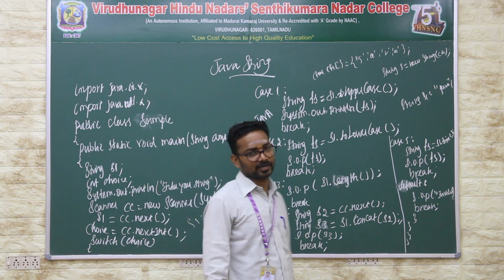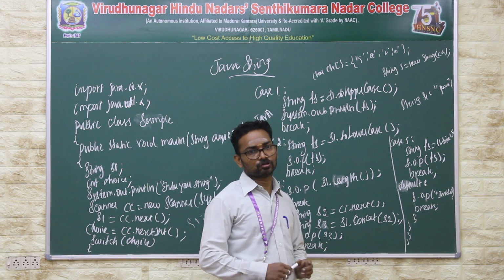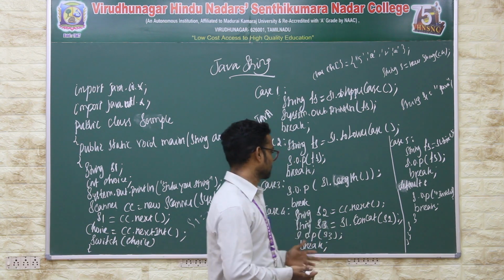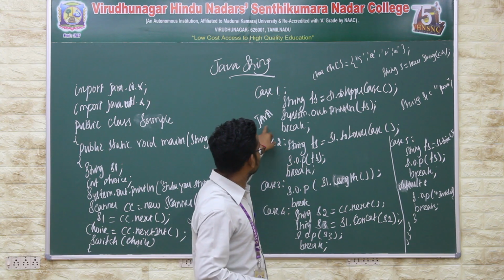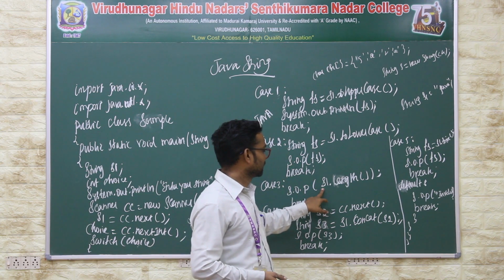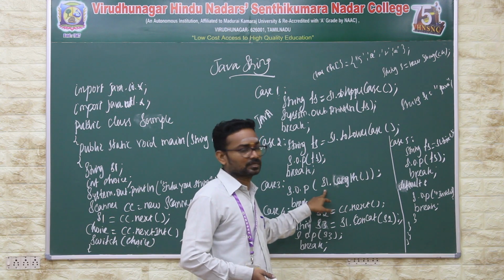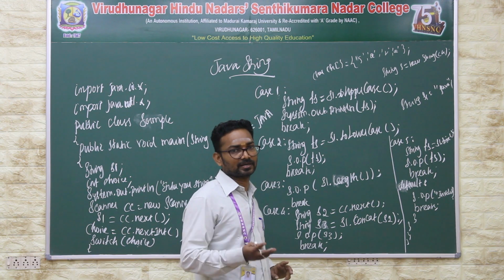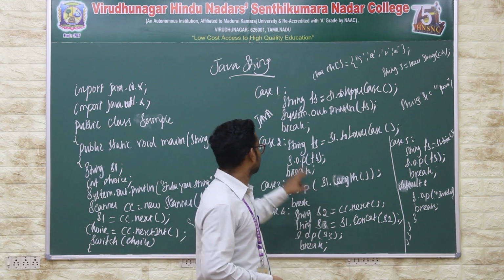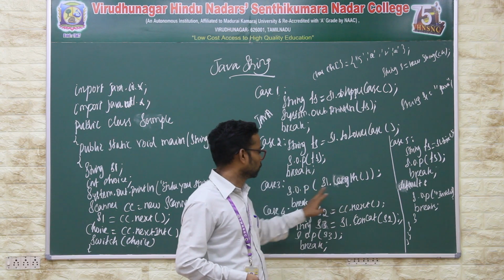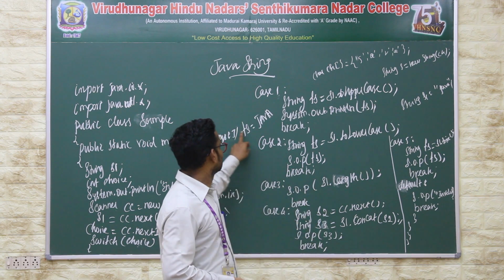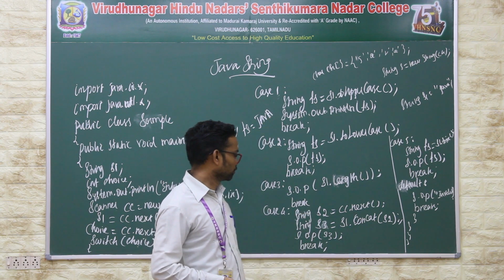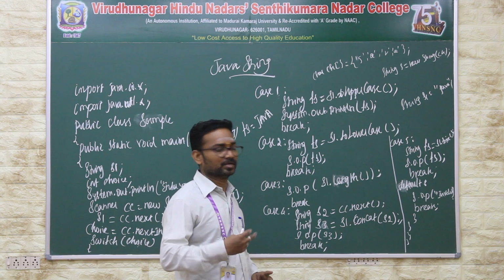Next, another choice: s1.length. This method is used to count the number of characters, the length of the characters. For example, when the input value is Java, s1 stores the value Java. The length method counts the number of characters. The output is 4: J is 1, A is 2, then 3, 4. Then break.